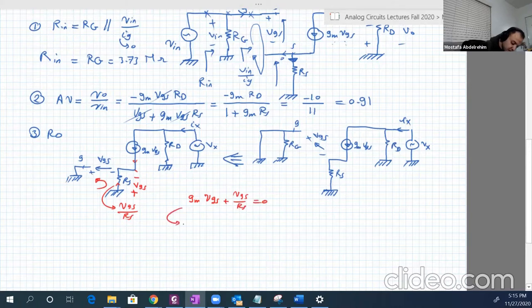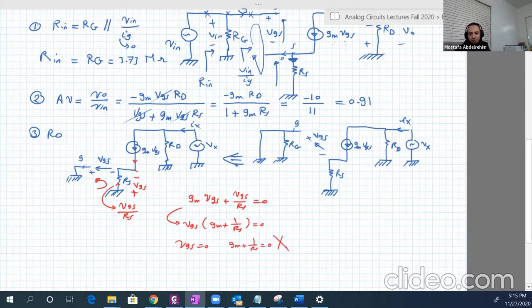So from that, VGS times gm plus one over RS equals zero. So either VGS equals zero or gm plus one over RS equals zero. Of course, gm is not equal to zero, and RS is a positive number and doesn't equal zero as well. So this can't happen, so VGS must equal zero. If VGS is equal to zero, the current source gm VGS is equal to zero as well. So it's an open circuit.